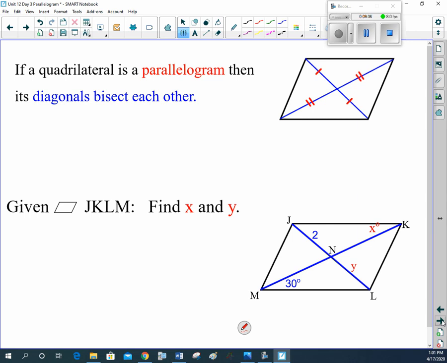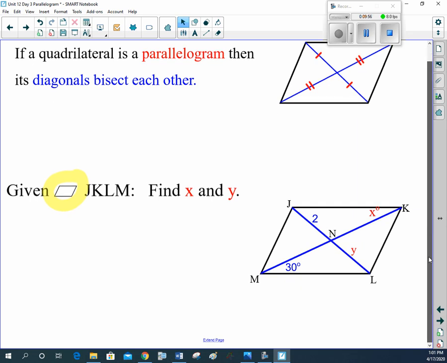Last idea: if a quadrilateral is a parallelogram, then the diagonals bisect each other. So in this picture down here at the bottom, I'm telling you that it's a parallelogram. So when you see this symbol right here, when they draw a parallelogram, they're telling you it's a parallelogram. So all the properties are true. It says find x and y.